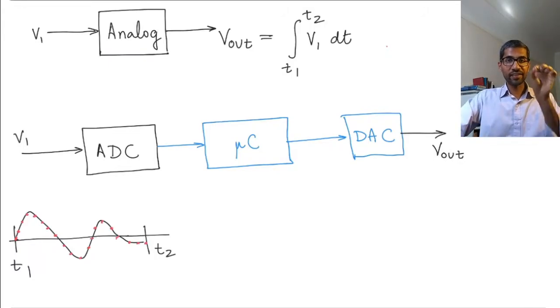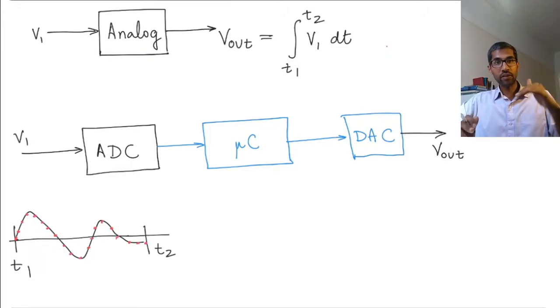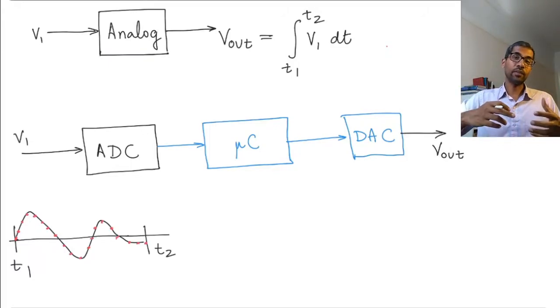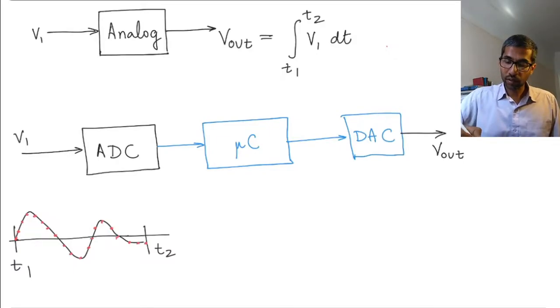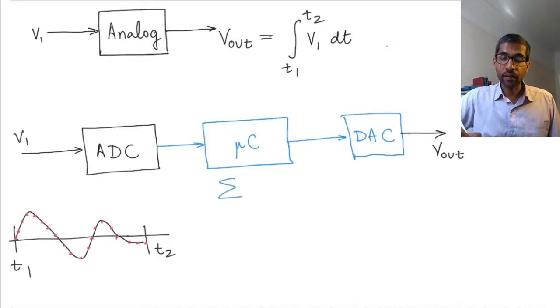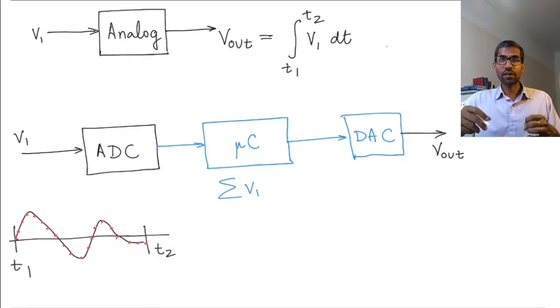If I have discrete time points and not a continuous signal, then integration can be replaced with basically a summation. Okay, so what I want to do in the microcontroller is basically a sum. So I want to add the V1, and of course when I'm writing V1 here, I mean the digital representation of V1. Just in case you haven't noticed it, I'm writing in blue the digital signals and writing the analog signals in black, just so that there's a distinction here.